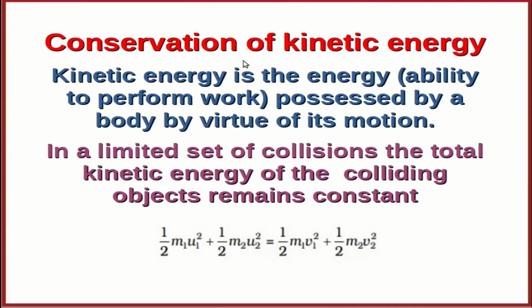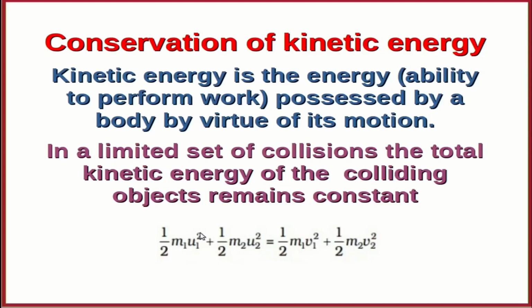Now coming to the second important conservation law, namely conservation of kinetic energy. We know kinetic energy is the energy, that means the ability to perform work, possessed by a body by virtue of its motion. So how do we measure the kinetic energy? The kinetic energy is measured as the quantity half m u squared. m is the mass of the particle and u is the velocity. In a limited set of collisions, the total kinetic energy of the colliding objects remains constant. So half m1 u1 squared plus half m2 u2 squared, this is the initial kinetic energy.